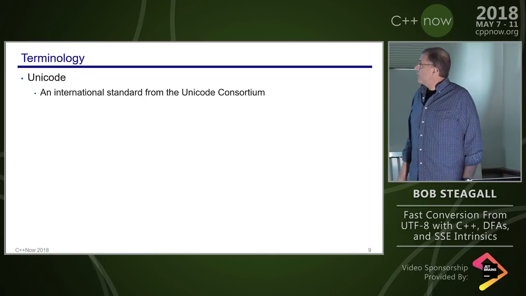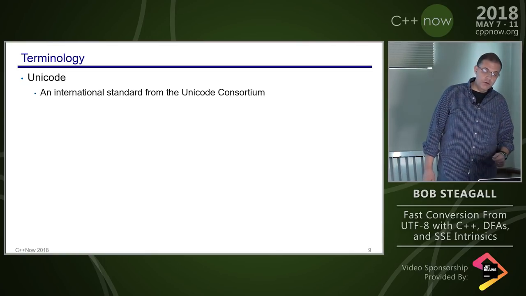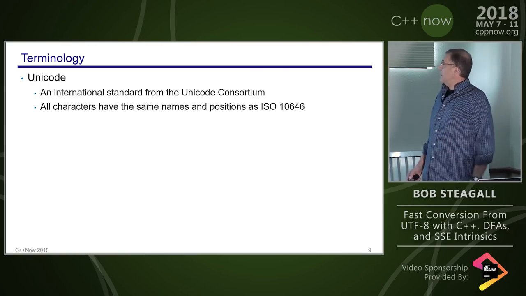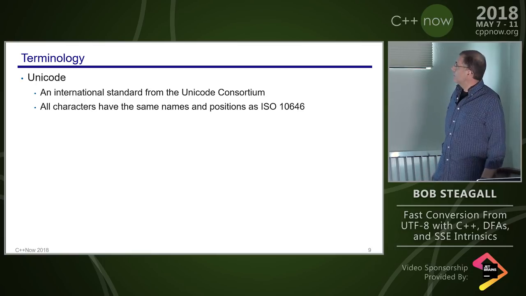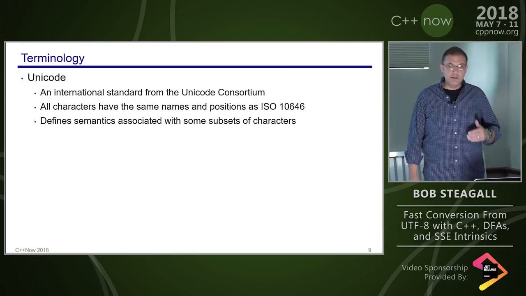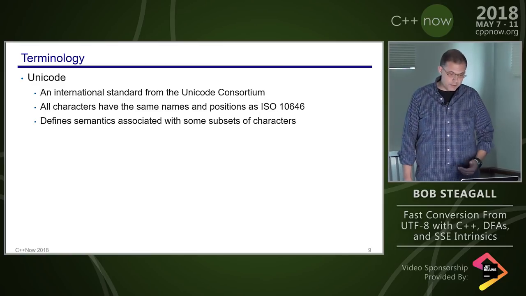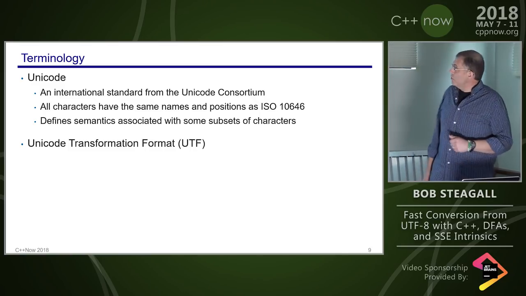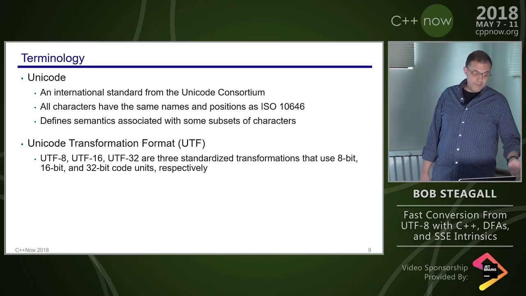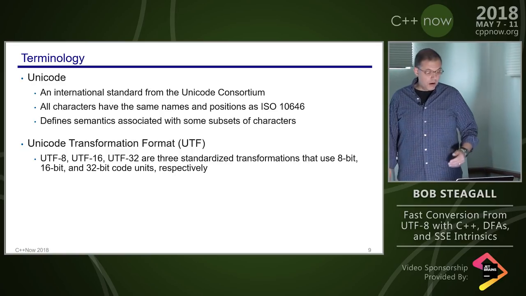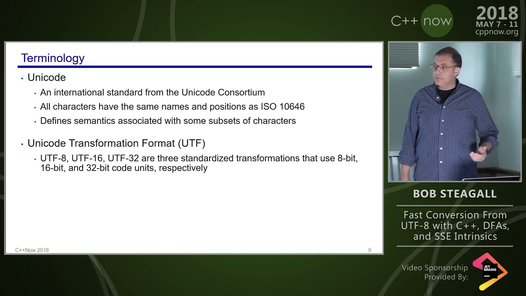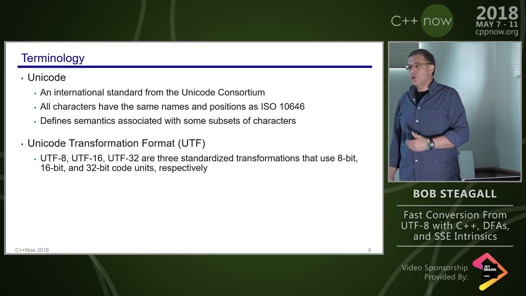So Unicode is an international standard from the Unicode Consortium. All characters in Unicode have the same names and positions as in ISO 10646. Unicode defines semantics associated with subsets of those characters. UTF is the Unicode transformation format. And UTF-8, 16, and 32 are three standardized transformations defined by the Unicode Consortium that use 8-bit, 16-bit, and 32-bit code units.